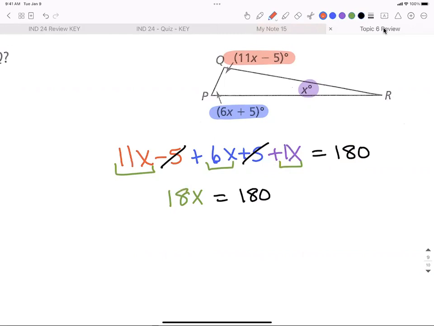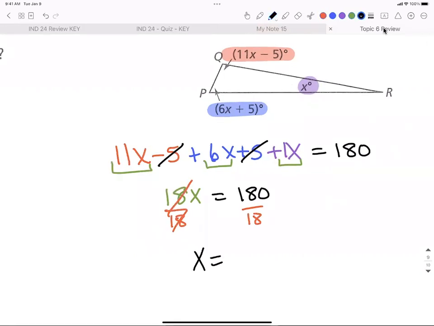All right, what's my next step? Divide by 18. Good. Divide by 18. I do that because I want that to go to a 1, and it does, so I don't even have to write it. So I know x equals 10. Now, does the problem say what's the value of x? No, so we're not done. We got to go one at a time.